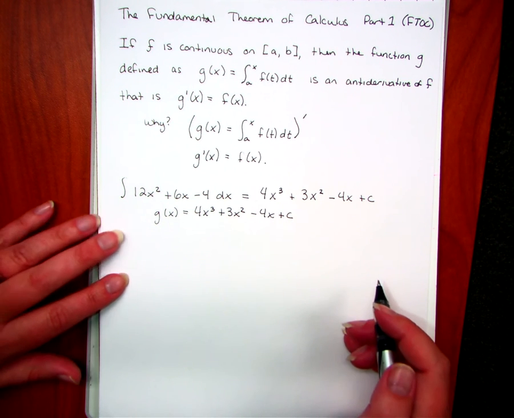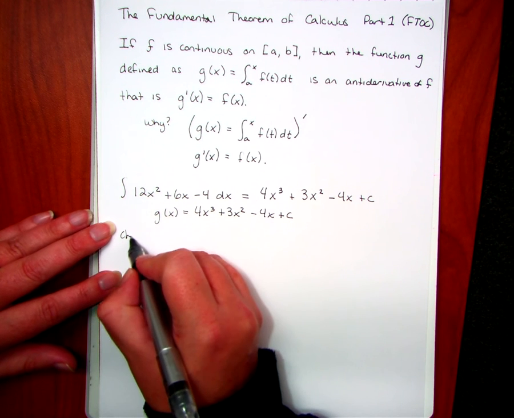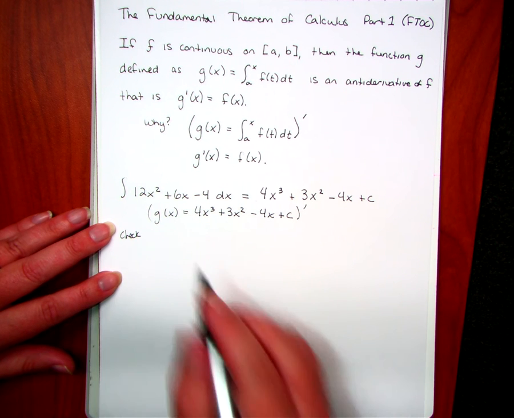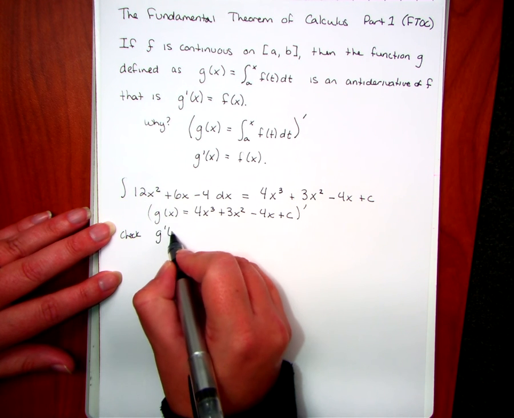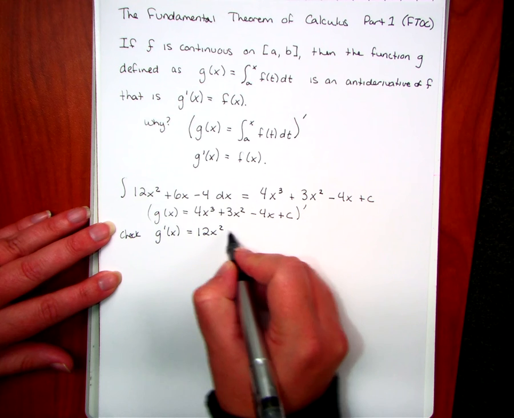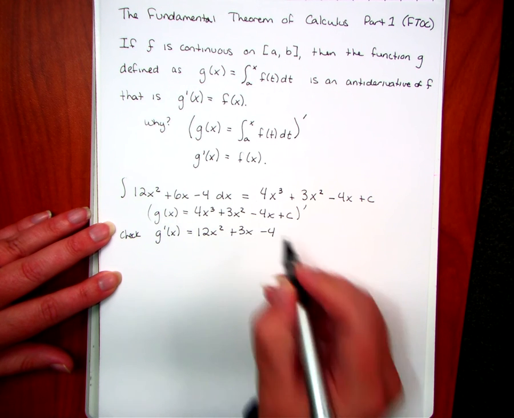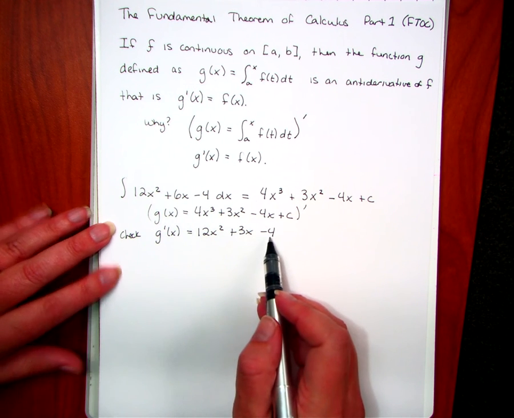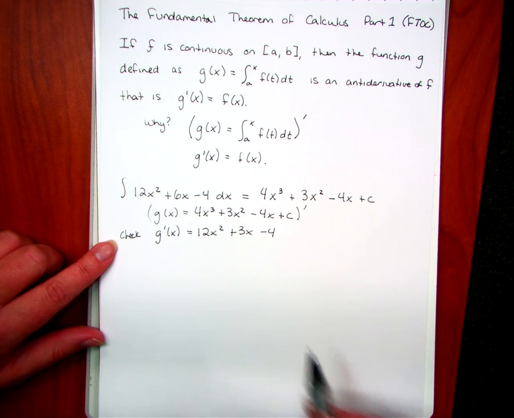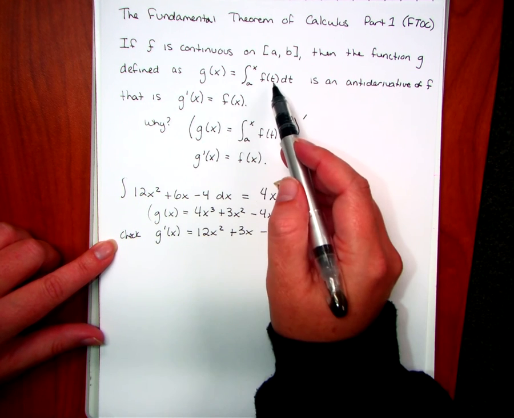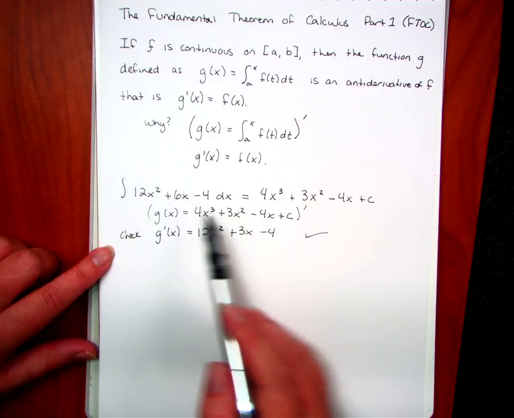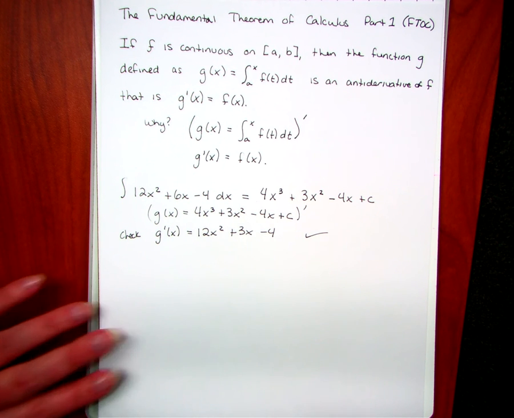So as a check, if you were to differentiate this function here, the derivative of g, I'm just going to write as g prime. The derivative of the other side is 12x squared plus 6x minus 4. Notice that 12x squared plus 6x minus 4 is this integrand here, right? So therefore, we got the function back out, okay? So just know that the integral is the antiderivative, right?